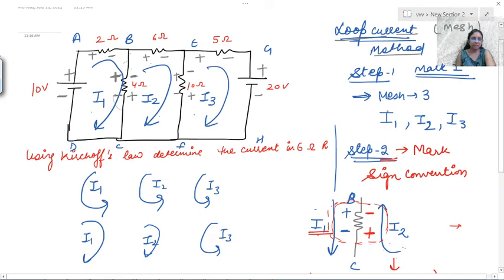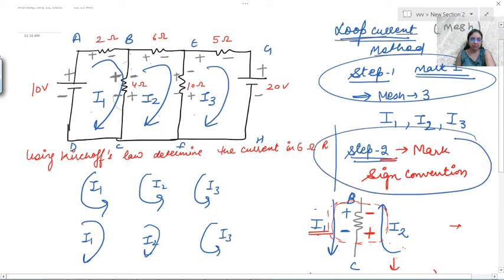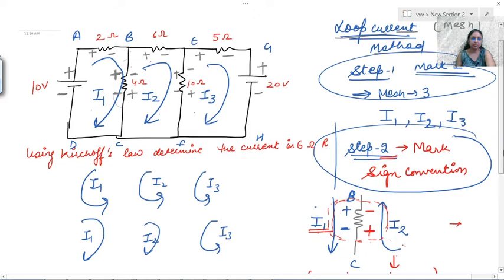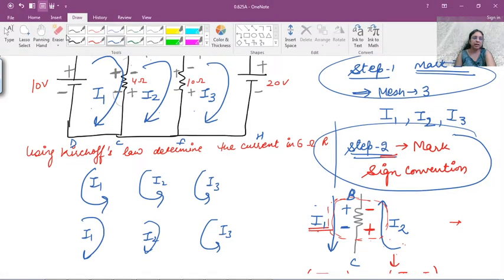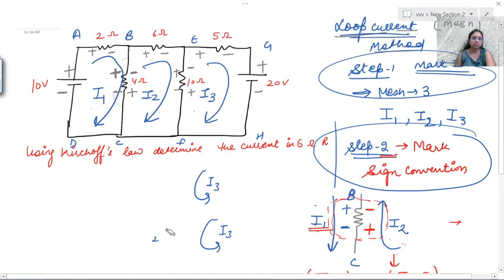So now I am marking this. I have completed my step 1, that is mark current direction. Now I have completed step number 2, that is mark sign convention, right? Now I need to apply KVL in all the 3 meshes. Clear? Now we will take mesh 1. We will take the equation for mesh 1. Now tell me what would be the equation of mesh 1.